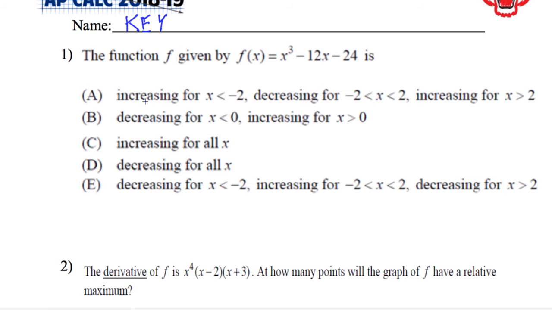Definition of increasing is increasing when f prime is greater than 0. Decreasing, when f prime is less than 0. Okay, so we're looking for f prime. All of these are dealing with f prime.